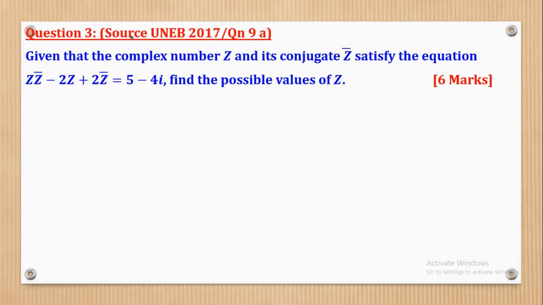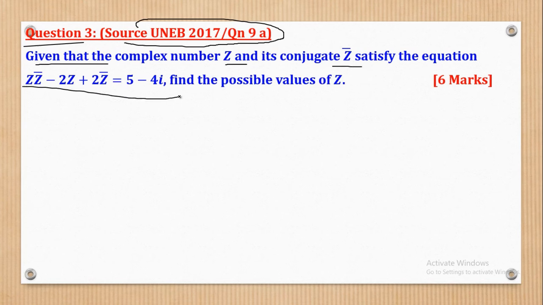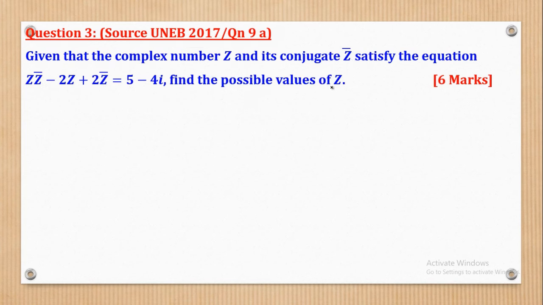Then question 3 came from UNEB 2017 paper 1 question 9a and says, given that the complex number z and its conjugate z bar satisfy the equation this, find the possible values of z. So what we are going to do, we are going to first let z be equal to x plus yi. You can let it be a plus bi if you want, there's no problem. That means that the conjugate will be x minus yi.